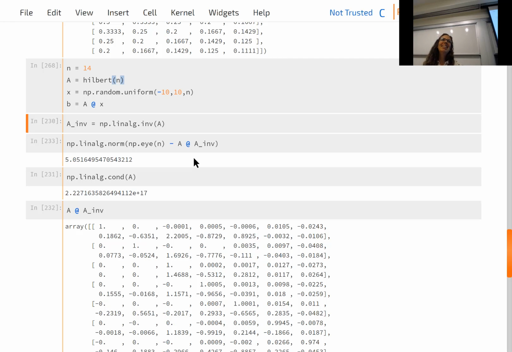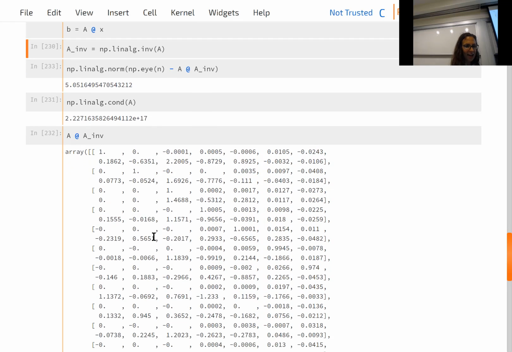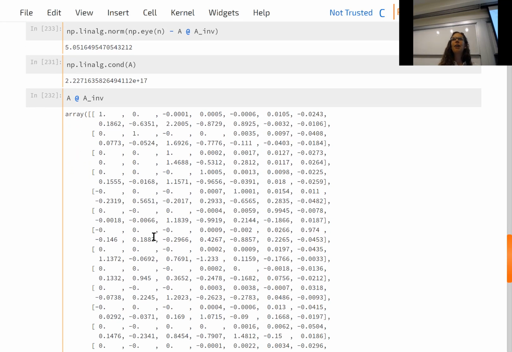Say it louder. 0, yes. So you'd expect it to give you 0. I take the norm of that and I'm getting 5, which is a bad sign. And we can even look at A times A inverse here, and you can see this is not very close to 0.